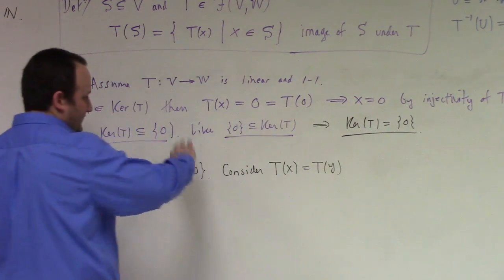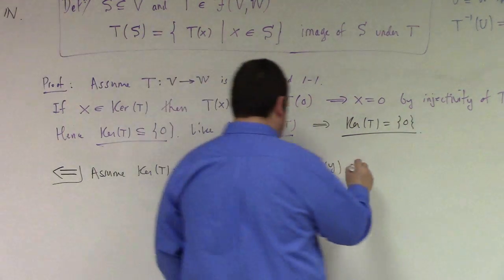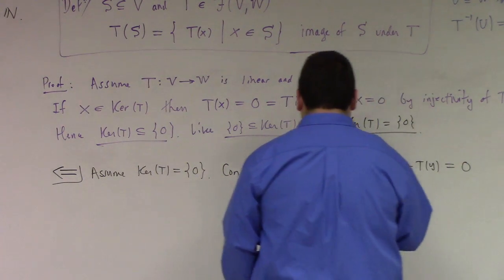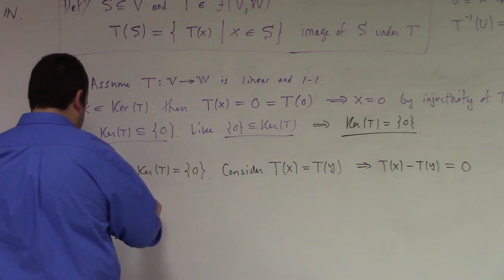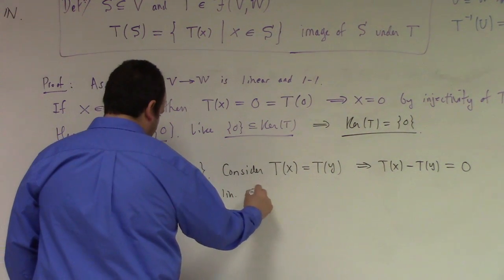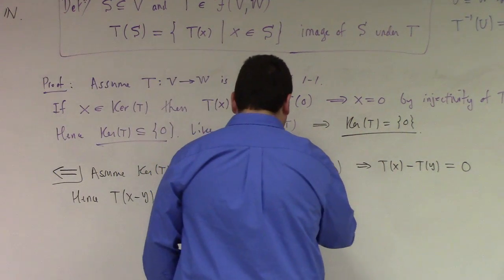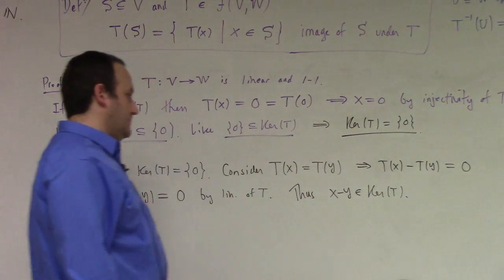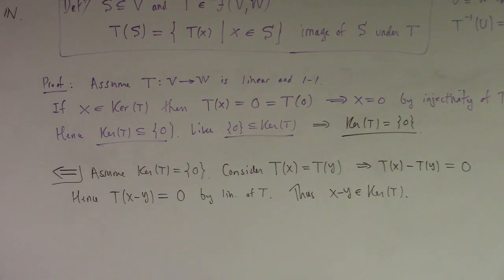All right, so T of x equal to T of y. What can we do? That says that T of x minus T of y is equal to what? 0. And that, hence what? T of x minus y is equal to 0 by linearity of T. Therefore what? x minus y is an element of the kernel of T. See, I just showed that x minus y maps to 0. That means it's in the kernel, by definition of kernel.